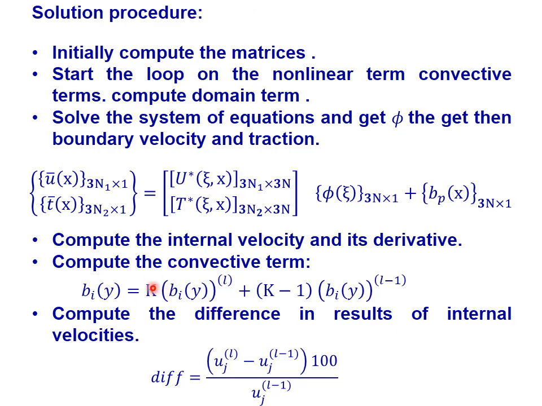Then we can take the difference in the results between the current step and the previous step for the velocity. If a prescribed tolerance is satisfied, the solution is complete. If not, we start the loop again and continue until the tolerance is obtained.